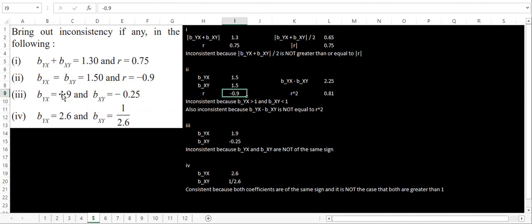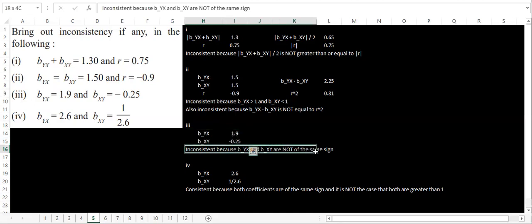Next one is the regression coefficient of y on x is 1.9 and the regression coefficient of x on y is negative 0.25. Very clear inconsistency: both of them are not of the same sign. One of them is positive and the other one is negative. This is not possible. They should be either both positive or both negative. So that is the inconsistency here.